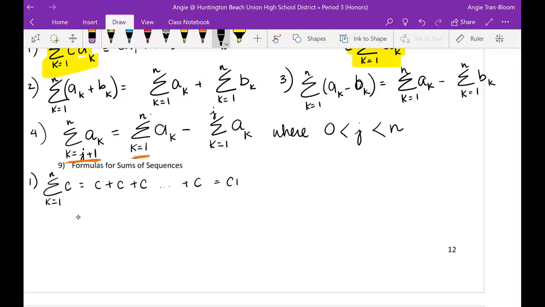That means you have C times n. Okay, what is C then? C belongs to any real number. C can be 1.5, 1.2, whatever C wants to be.